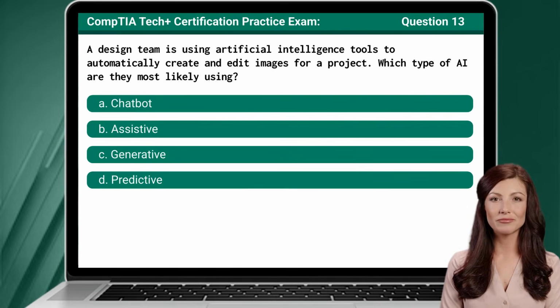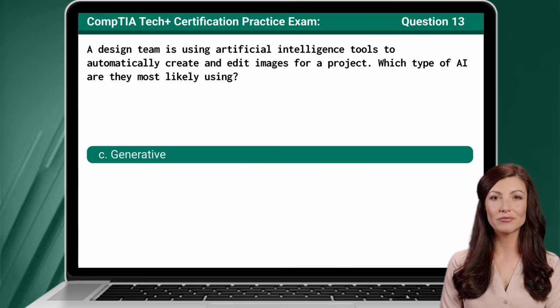Question 13. A design team is using artificial intelligence tools to automatically create and edit images for a project. Which type of AI are they most likely using? The answer is C. Generative.